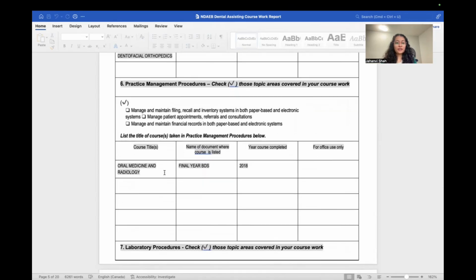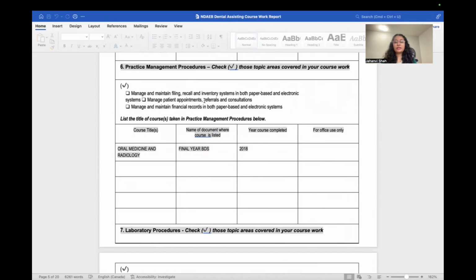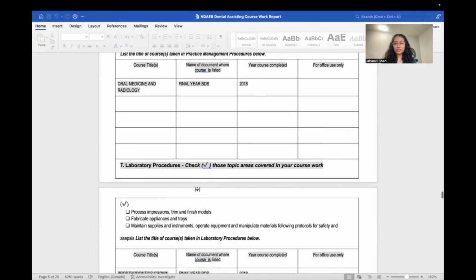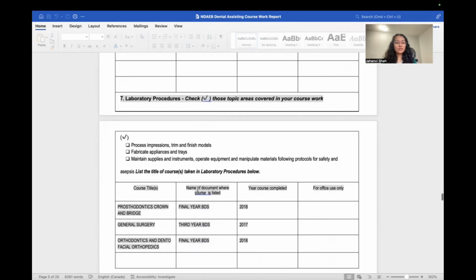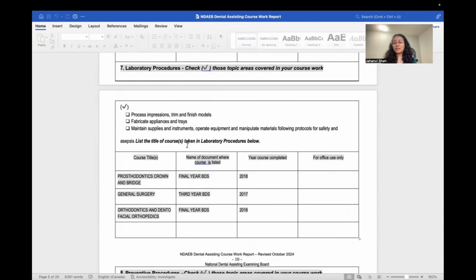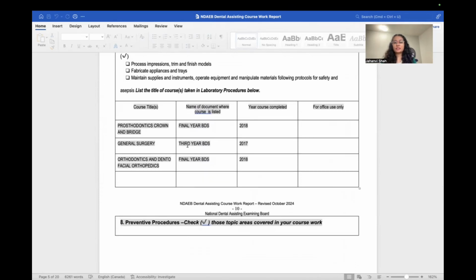And then comes the practice management procedures. Manage and maintain filing, recall, and inventory systems in both paper-based and electronic system. Managing patient appointments, referrals, and consultations. All of these were taught to me in oral medicine and radiology. I couldn't recall anything else that I was studying them, so it's just the one for me. Coming to laboratory procedures, of course, for impressions, trimming the impressions, finishing the models, fabricate appliances, entries, maintaining supplies and instruments.